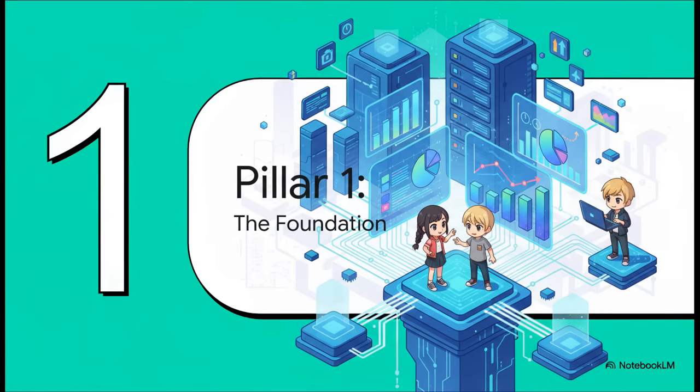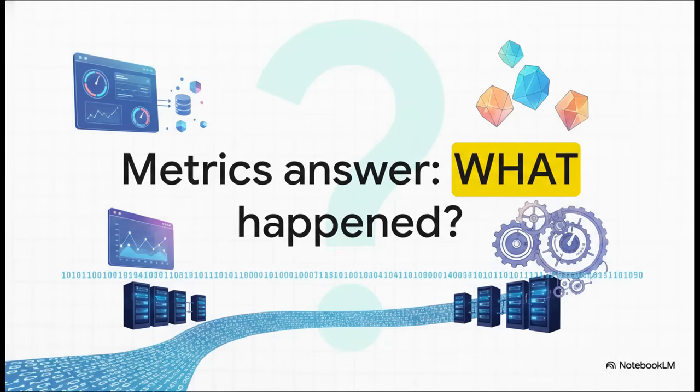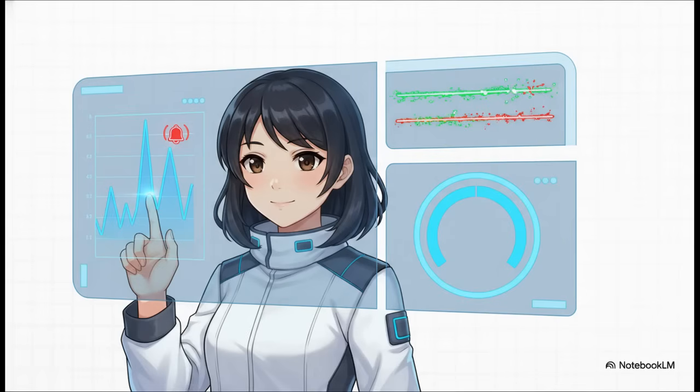I want you to think of this as the absolute foundation for understanding the health of your system. At their core, metrics are all about answering one simple question: what happened? They're numerical measurements, usually collected over time, that give you that high-level quantitative view of your system's performance. Think about the fundamental health checks, like CPU and memory usage, or how much disk space is left on your servers.